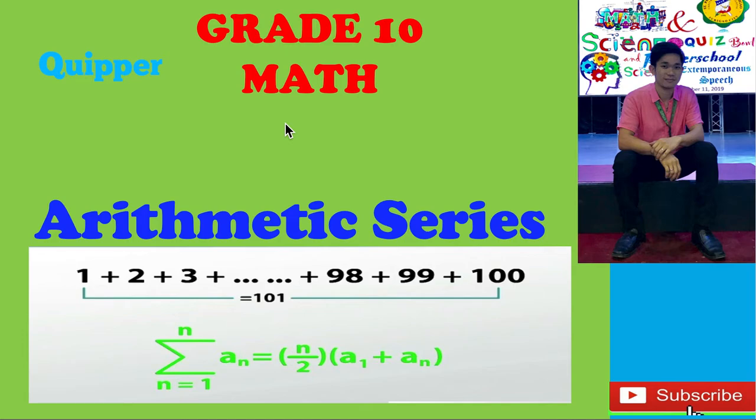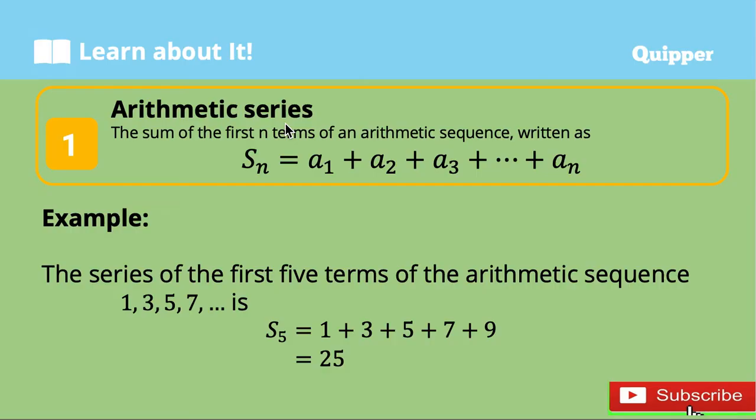In today's video, you will learn how to solve arithmetic series. An arithmetic series is the sum of the first n terms of an arithmetic sequence, written as S sub n is equal to a sub 1 plus a sub 2 plus a sub 3 up to a sub n. You just have to add all the terms in a given arithmetic sequence to find the series.